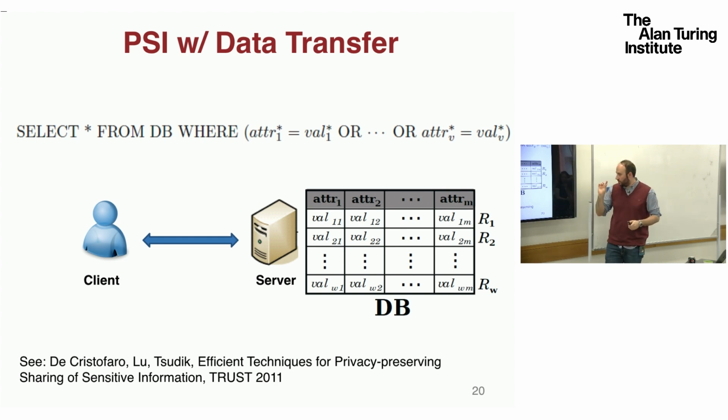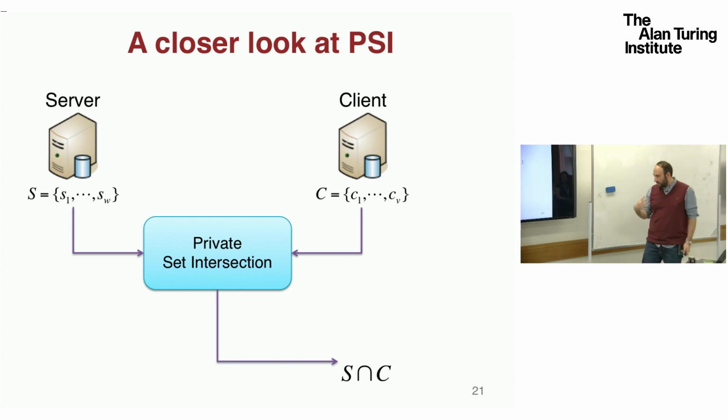It's clear that this is a requirement: you have to touch every single record on the server side and send it, because if you didn't, that would mean you were not interested in that record, so you could infer something about the client's input. So it's actually an impossibility result there.